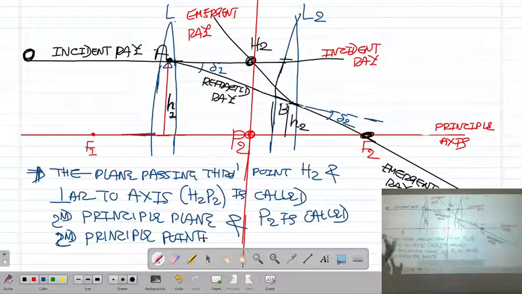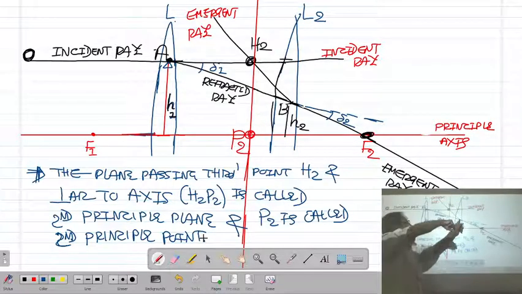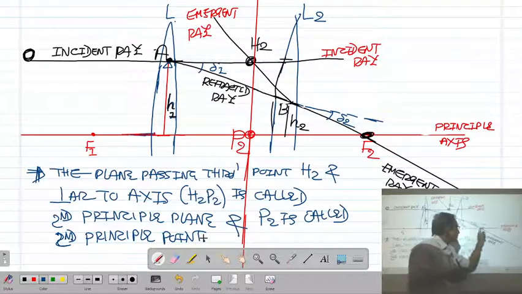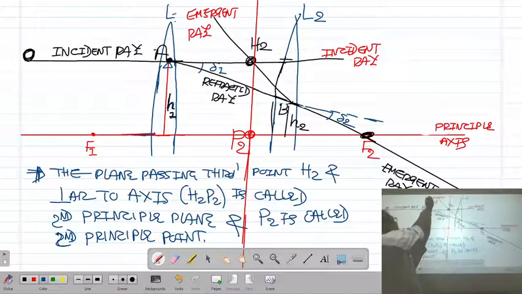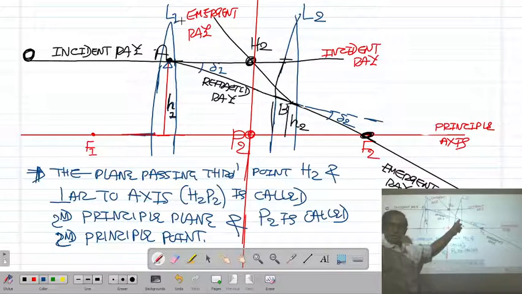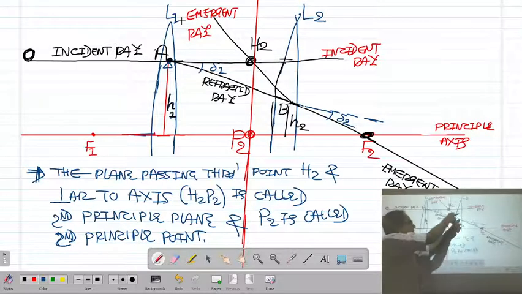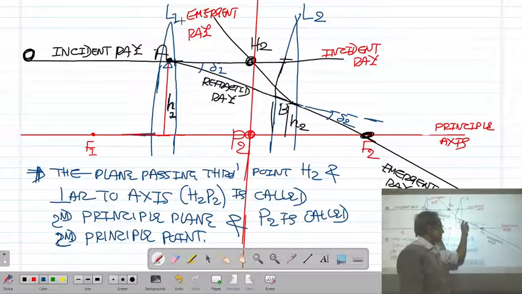Okay, so this is the characteristic description of the second principal plane and second principal point. The ray of light OA traveling parallel to the axis undergoes refraction into the lens system. It undergoes refraction in the first lens L1 and travels in the direction AB. It again undergoes refraction in lens L2, and from lens L2 it emerges out in the direction BF2, passing through the second focal point.